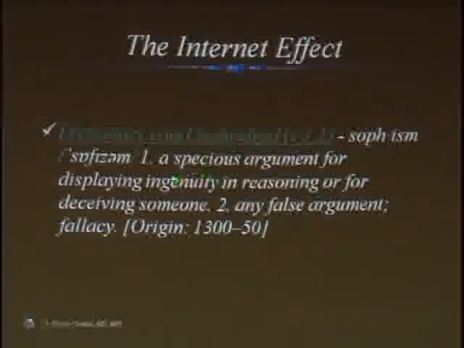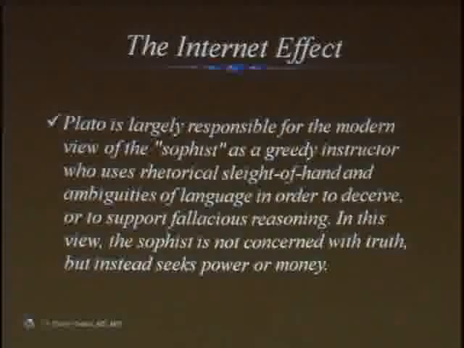It is from sophist. Do you know who the sophists were? By dictionary definition, a sophism is a specious, that means false, argument for displaying ingenuity in reasoning, for deceiving someone. It is a false argument of any kind. Who were these people? Well, if you go back to the time of Plato, Plato is largely responsible for the modern view of the sophist as a greedy instructor who uses rhetorical sleight of hand and ambiguities of language in order to deceive or to support fallacious reasoning. In this view, the sophist is not concerned with truth, but instead seeks power or money.